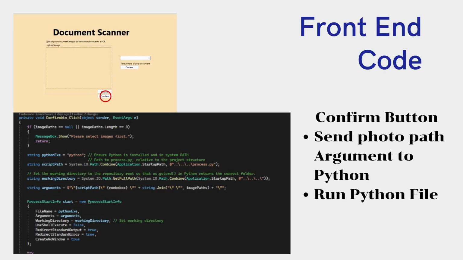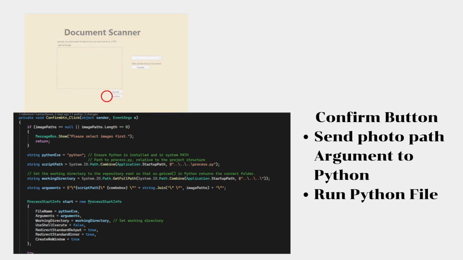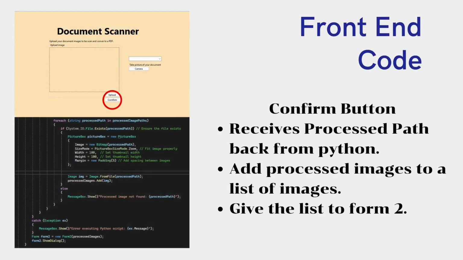After you finish uploading, you can then click on confirm. This will send arguments to the Python and run the Python file. When the Python file receives all the images, it will start to process all the images, and then send those processed images to the second form, or the preview form. On our preview form, you can see the preview of the processed images, and you also have an option to download and save it as a PDF file.